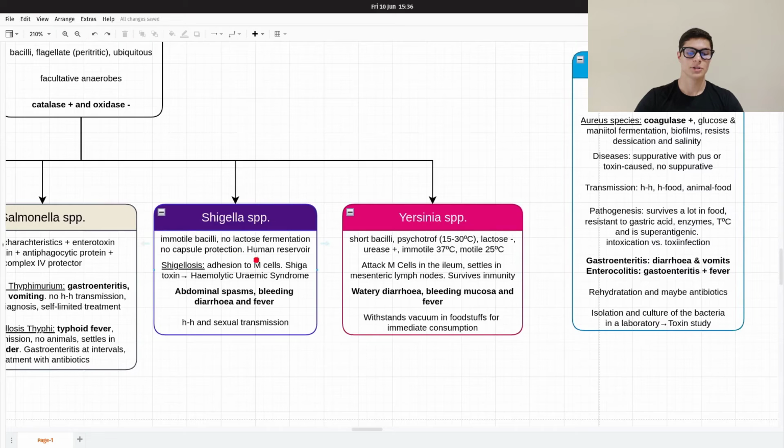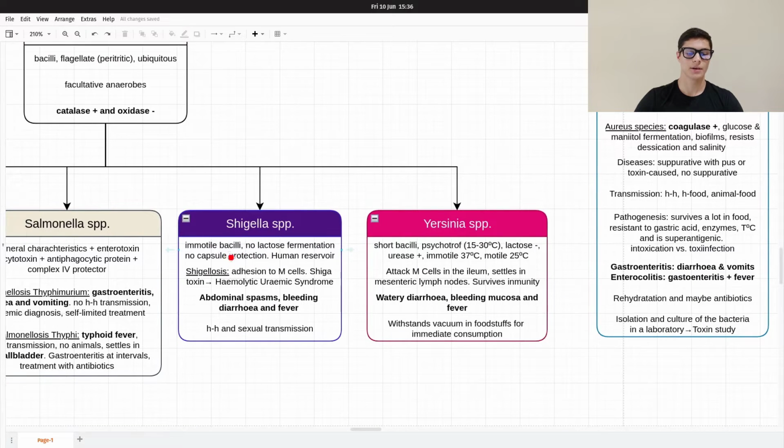Then we have Shigella. Shigella from the toxin Shiga. Well, immotile bacilli and no lactose fermentation, no capsule protection, and the human is a reservoir for this bacteria. It causes shigellosis. It's an adhesion to the M cells between the enterocytes, and as I said, it has the Shiga toxin indeed, and it causes the hemolytic uremic syndrome.